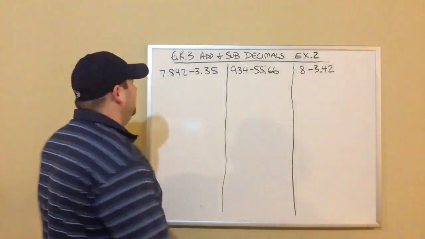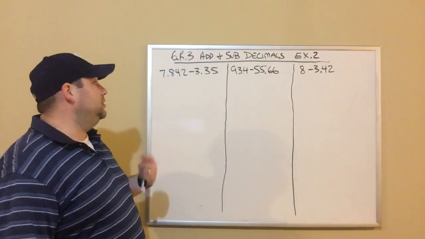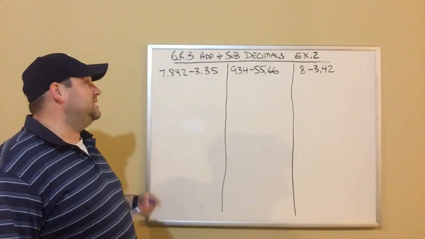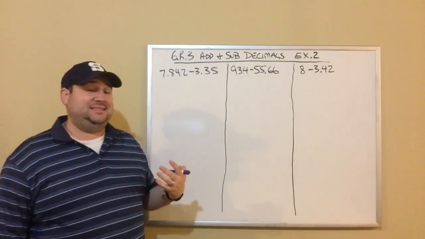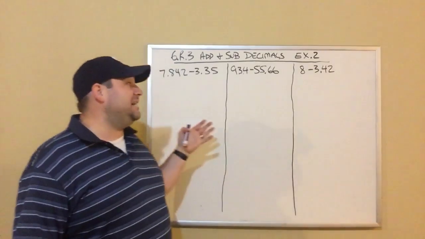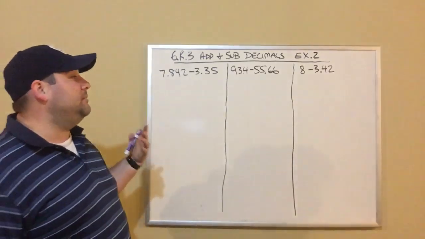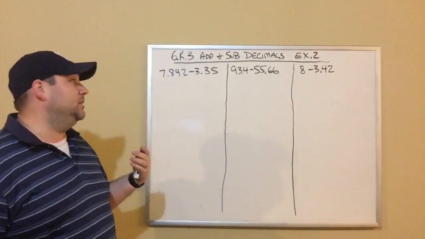Okay, sixth grade, we are on day 3 of our review. Today is adding and subtracting decimals. In the first example, we added decimals. This example, we are subtracting decimals. I've got 3 different problems on the board. We're going to do all 3 here.